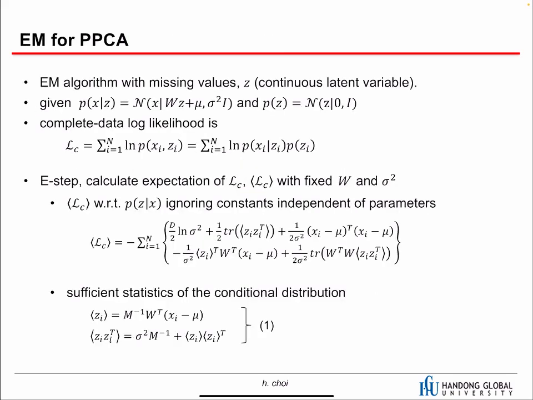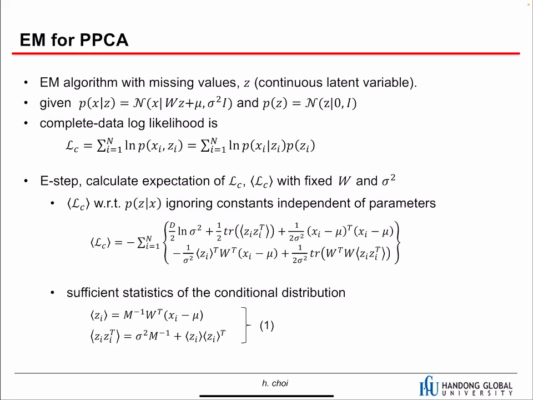But we can also estimate W and sigma square based on the EM algorithm. And why do we need the EM algorithm? Because we can use maximum likelihood estimate to estimate all these parameters, but there are a couple of benefits. We'll see that at the end of this algorithm.